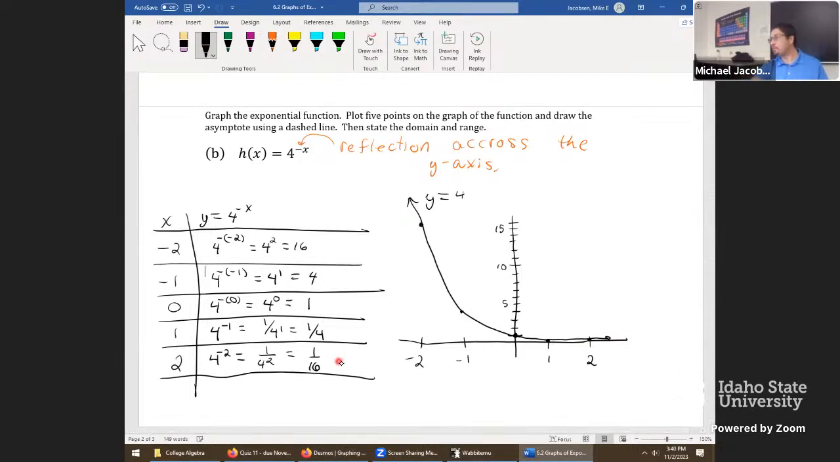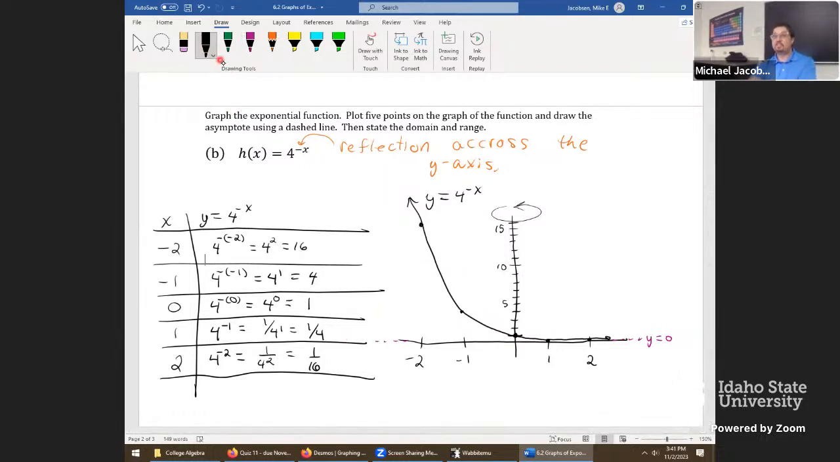So here's y equals 4 to the power of negative x. And yeah, that is a reflection. If that power was positive, it would have looked like this instead. But throw in a negative x, and this is what you get, a reflection across the y-axis of that other curve. It still has a horizontal asymptote, which we need to plot. It's through here. Y equals 0 is our horizontal asymptote.